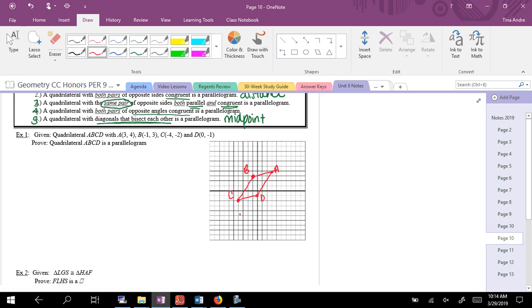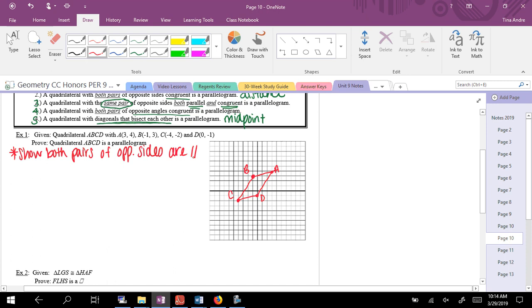And what I'm going to do is show that both pairs of opposite sides are parallel. So that's the method I'm going to choose. And like I said, you can pick any of the above methods. The only one that wouldn't work on a graph would be showing opposite angles are congruent, because there's not a formula for you to be able to find the angle measures on a graph. So that's definitely a Euclidean method. So we're going to show both pairs of opposite sides parallel. That's how I'm going to do this.